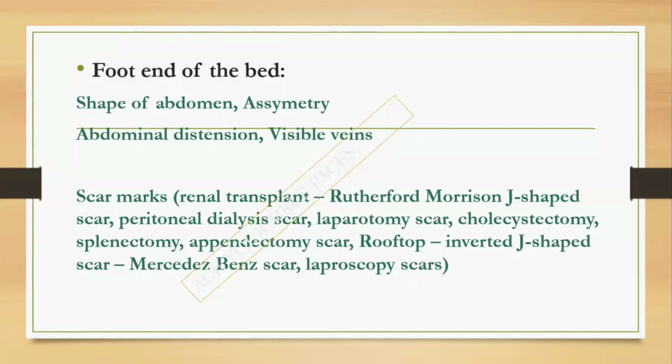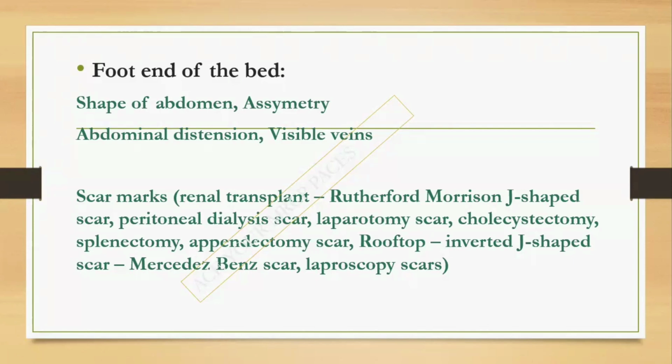Now coming toward the scar marks. For renal transplant, the scar mark is basically called the Rutherford Morrison J-shaped scar. It is present in the right iliac fossa. Don't confuse it with the appendectomy scar, because there might be other clues of renal abdomen apart from this scar. There will be a peritoneal dialysis scar. I will show you these scars in just a couple of seconds, okay?